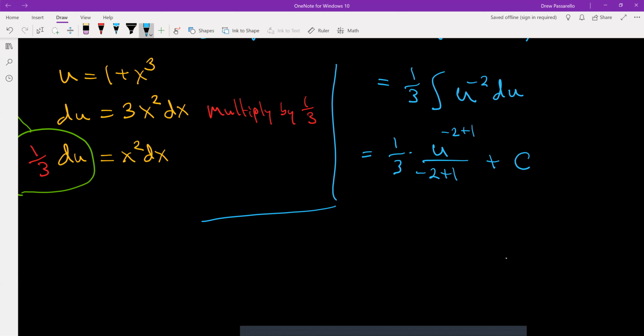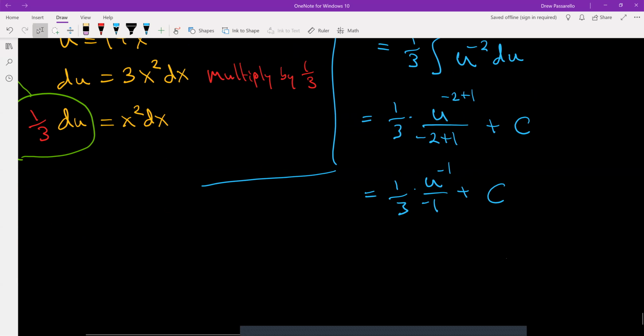So I basically have 1/3 times u to the negative 1 over negative 1, and then plus c. Well, that's negative 1/3. And since that's a negative exponent, I would make it positive by bringing u to the denominator. So it'll be negative, and then 1 over 3u, and then plus c. So that way I put the u in the denominator, so it becomes a positive 1 exponent.